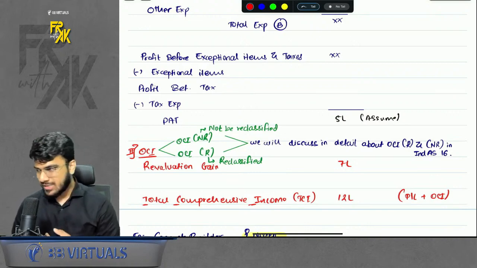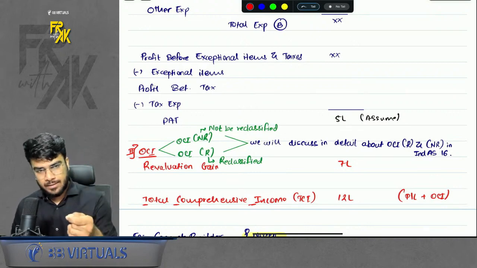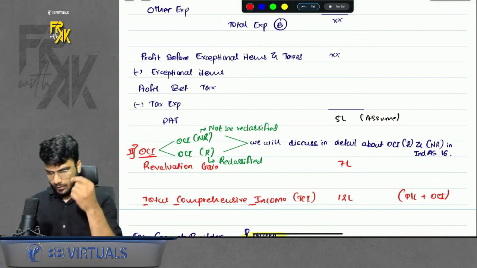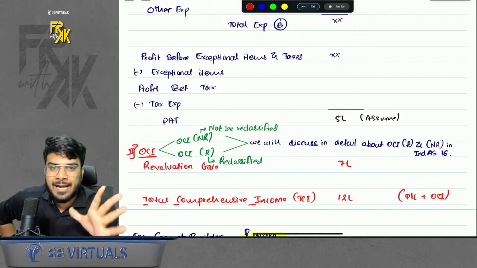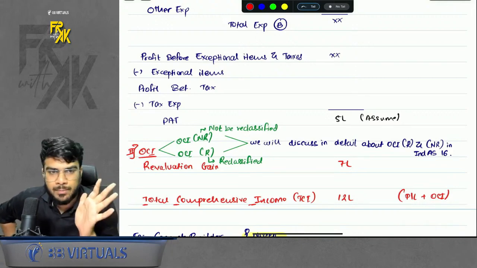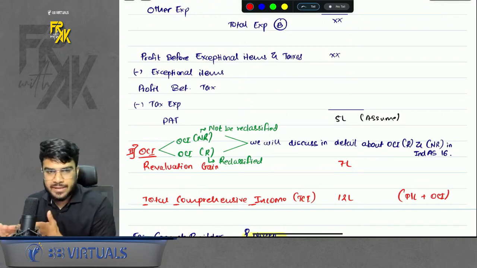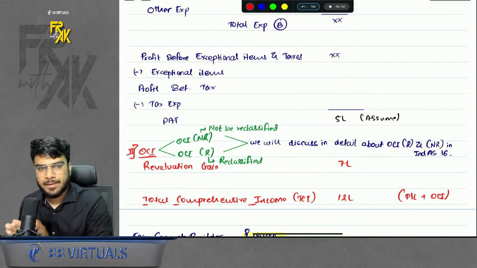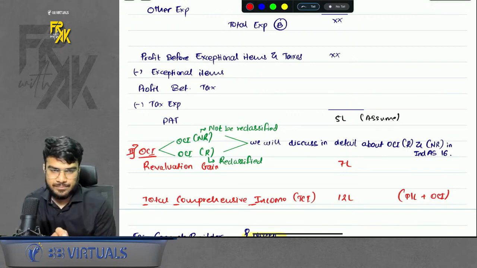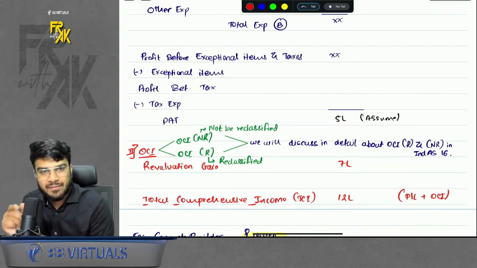See, we cannot say that we know each and every element of Schedule 3. But yes, what we can say is we know the basic idea of Schedule 3, and that is what is required, because once you study all the IND ASs, Schedule 3 will keep on coming. So we can do that discussion of detailed Schedule 3 in the respective IND AS also.